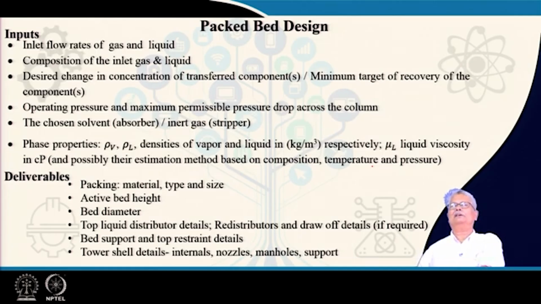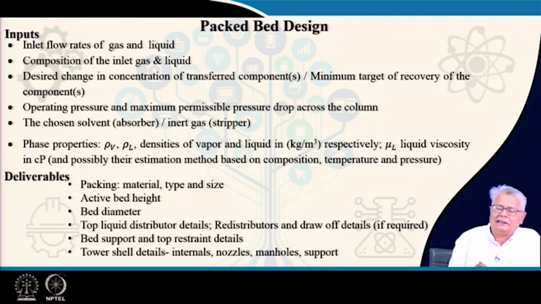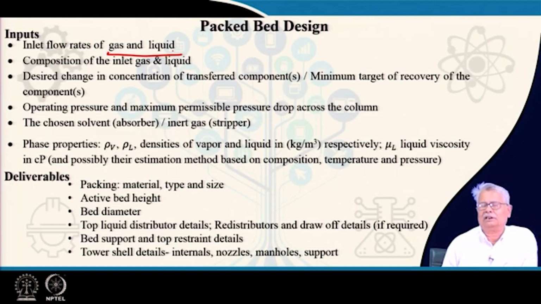You have been supplied with a design problem. What are the inputs? These are the inlet flow rates of gas and liquid. Yes, you already have found out how to find the minimum amount of liquid required, and based on the minimum liquid, you have assumed about 1.5 times that liquid rate. By this time, when you have come to the design of the bed itself, you know the inlet flow rates. You know obviously the composition of the inlet gas and the liquid.